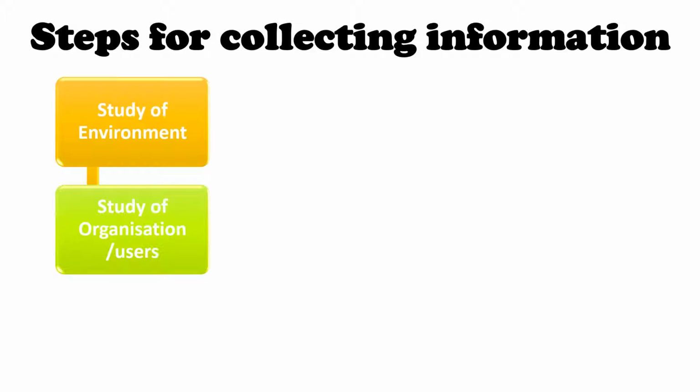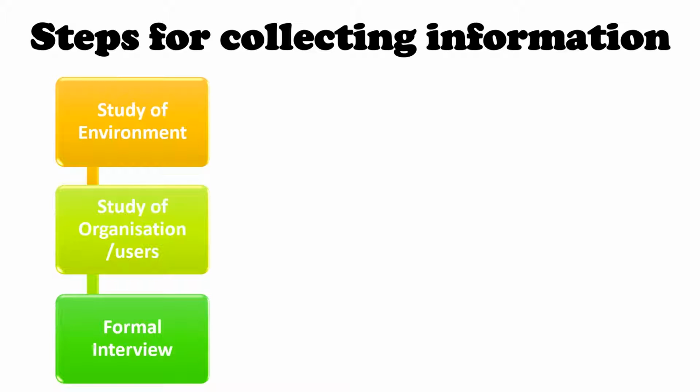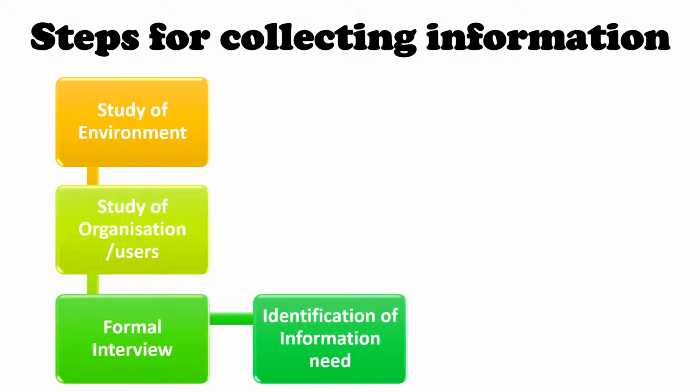Users and their working environment, that is, the organization, play an important role in developing an effective information system. It becomes crucial to study its requirements and needs in order to move towards better development. Formal interviews, on the other hand, help in making developers and users aware of the factors which can help in better development of the system. Identification of information need is a highly significant reason to know why an information system is needed.